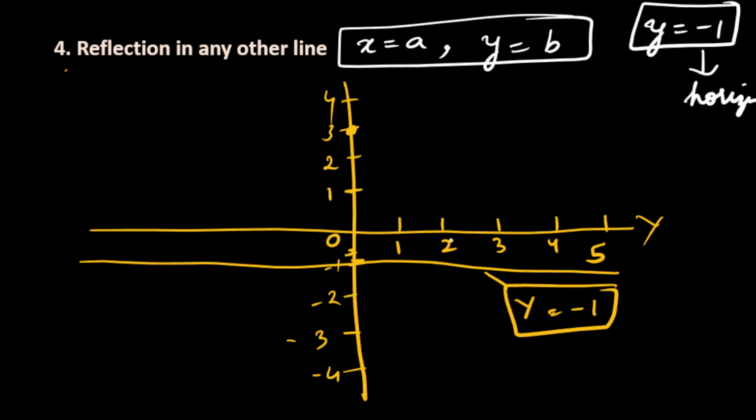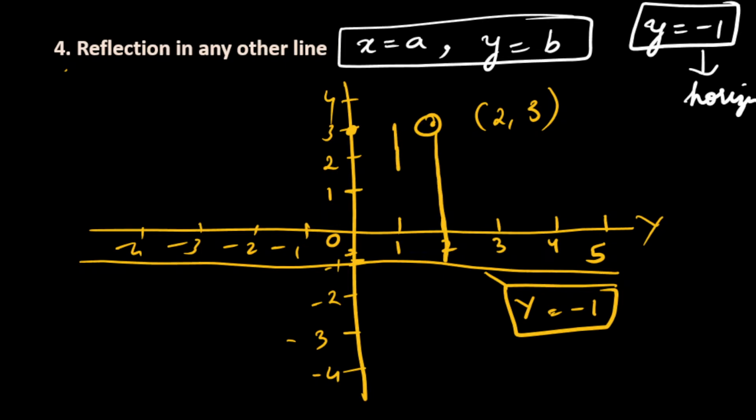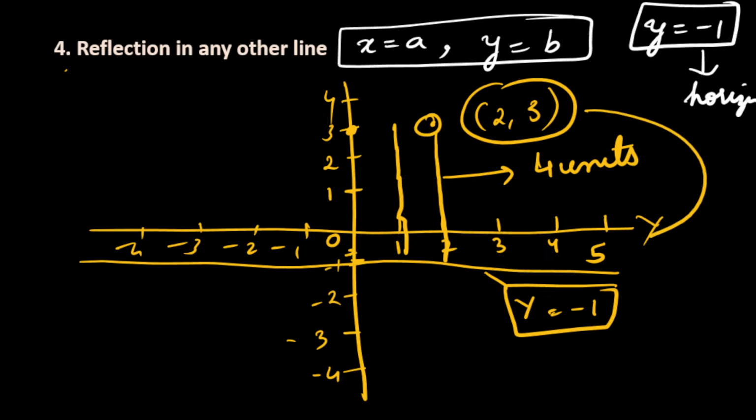Y is equal to -1. If I have to reflect a point, let's say 2 comma 3, from this line, then we have to see the distance of this point from this line. So it is 1, 2, 3, 4. So the distance is 4 units. I have to check the distance of this point from this line.